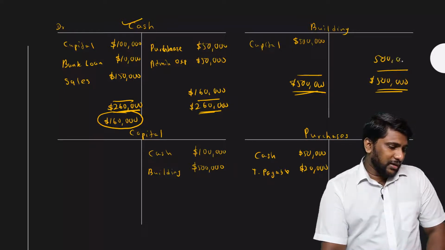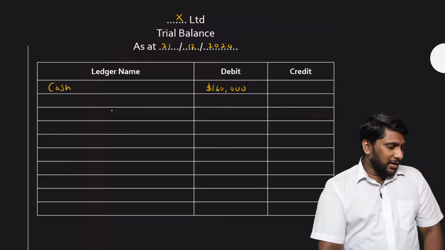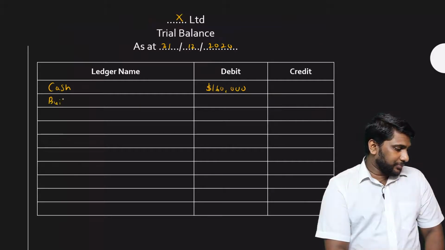So this 500,000 will be there in which side? It is there in the debit side. So let's record that one also in our trial balance. Built-in, how much is that? 500,000 US dollars.